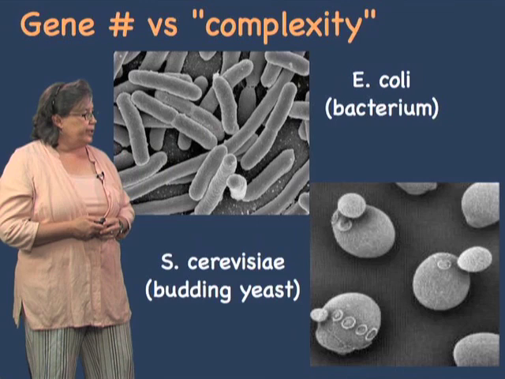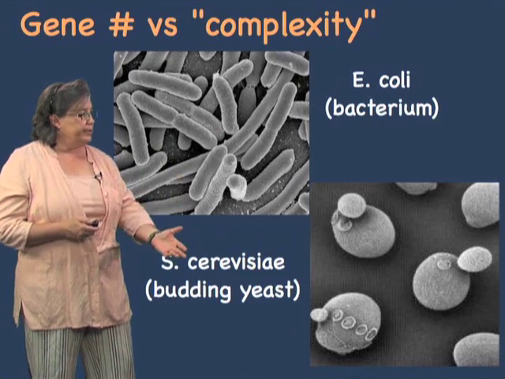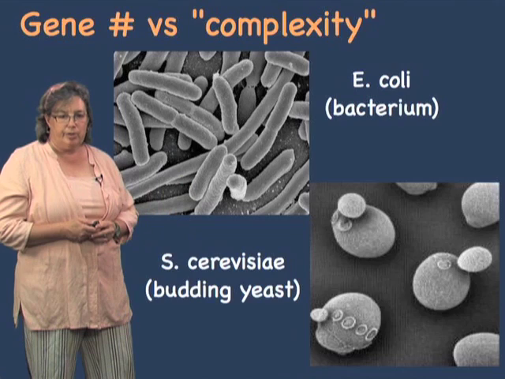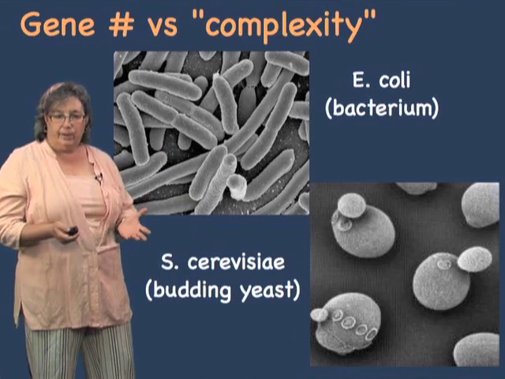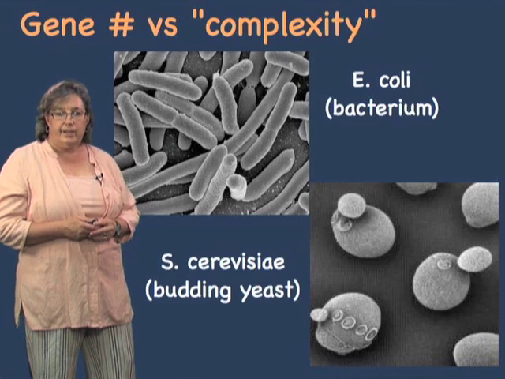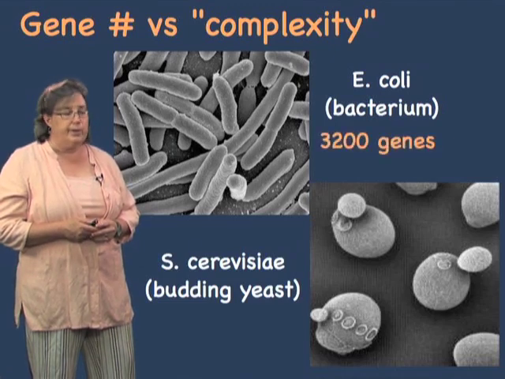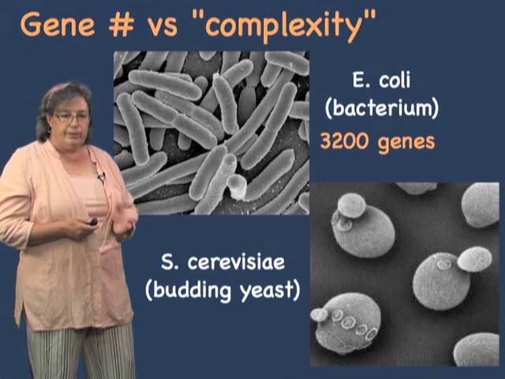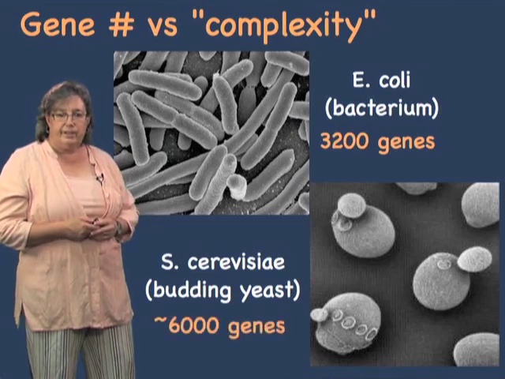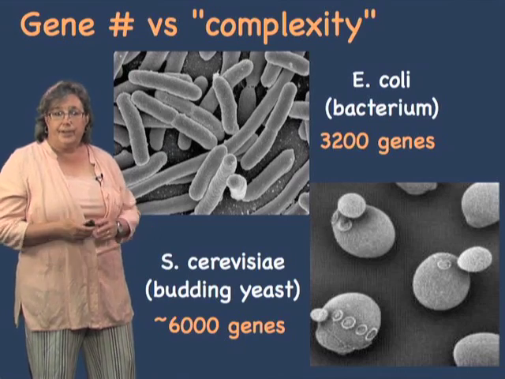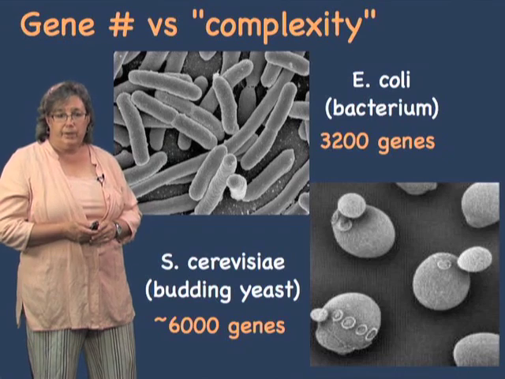Now, we've already shown that bacteria are much simpler cells than eukaryotes, so you might expect that E. coli not to have as many genes as S. cerevisiae, and that's true. So E. coli has about 3,200 genes, and S. cerevisiae has about 6,000 genes. And by genes here, I'm talking about protein coding genes.